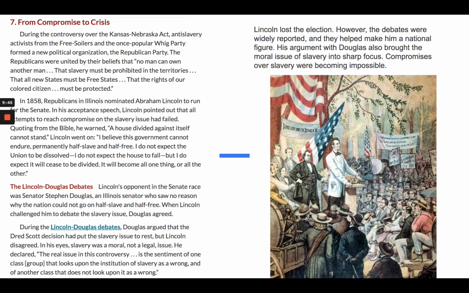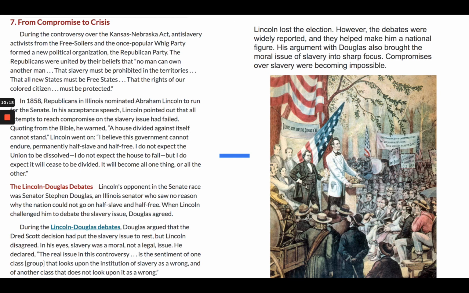I'm going to say that again. A house divided against itself cannot stand. Lincoln went on, "I believe this government cannot endure, permanently half slave and half free. I do not expect the union to be dissolved," meaning fall apart. "I do not expect the house to fall, but I do expect it will cease to be divided. It will become all one thing or all the other."